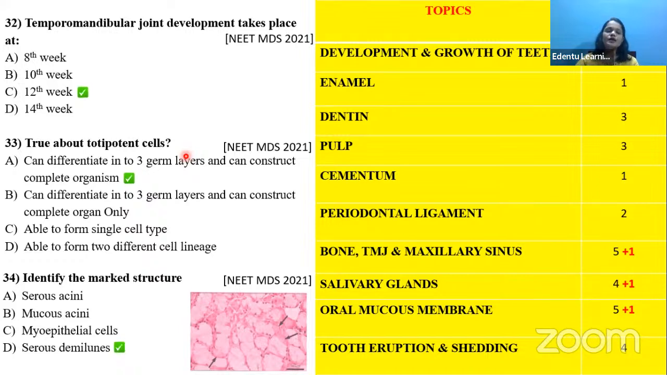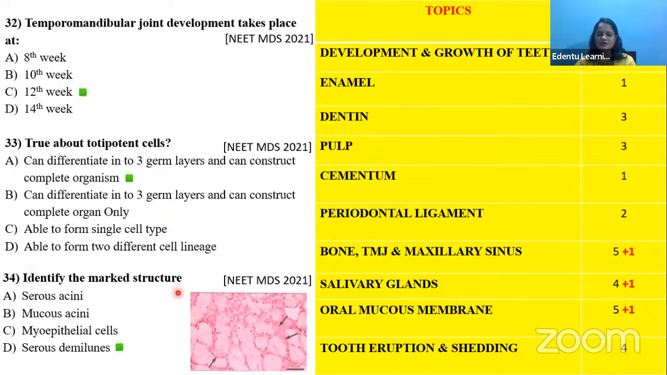Here they are asking what is true about these totipotent cells. These totipotent cells can differentiate into 3 germ layers and construct the complete organism. So that is a type of stem cell. These totipotent cells are nothing but a type of stem cells. This is mainly seen in the oral mucous membrane chapter, so we are putting it under there.